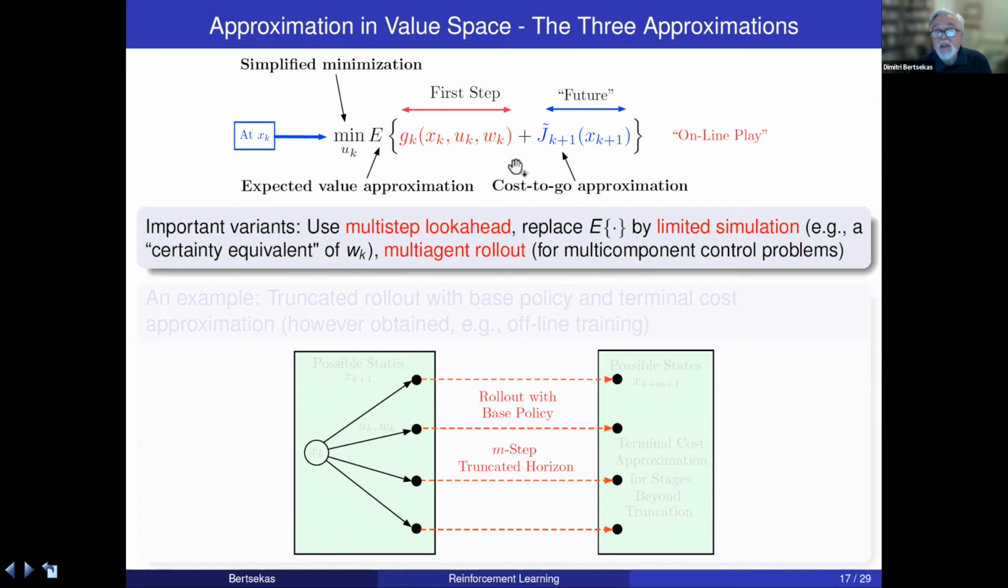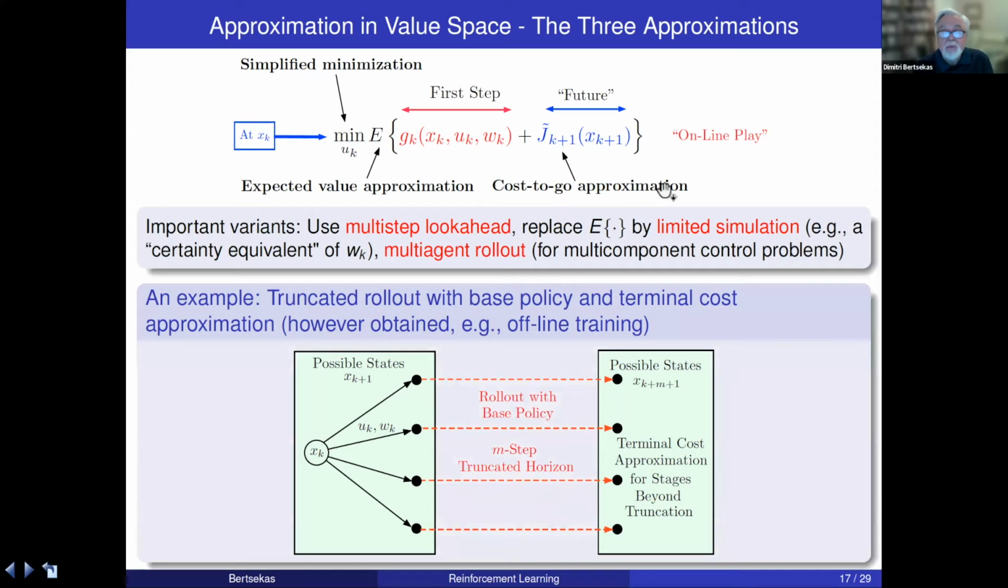There are some variants here. You may use multi-step look ahead here. And the expected value may be replaced by some certainty equivalent of wk. We're going to talk about an important class of simplification, which involves multi-agent systems, where the control consists of multiple components. And we're going to see there that we can simplify the calculation by doing the minimization one component at a time. Okay, so we're going to revisit these approximations as we go along.